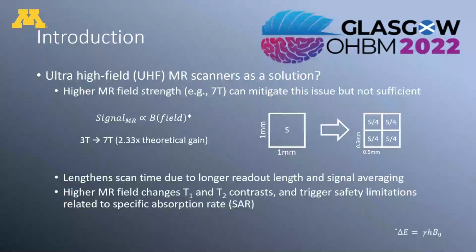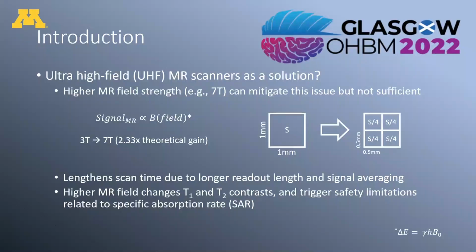Also, a higher MR field just changes the T1 and T2 coefficients. And those familiar with scans at high Tesla know that as you shorten the time or change the parameters, you're going to hit the SAR safety limits. So there are a lot of restrictions in acquiring higher spatial resolution images.